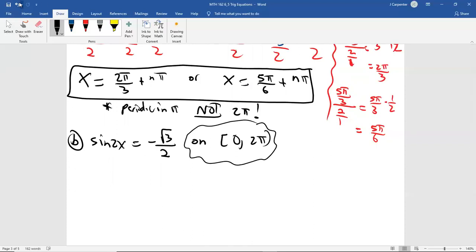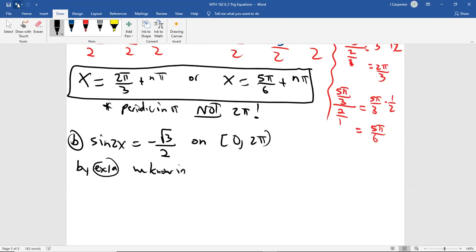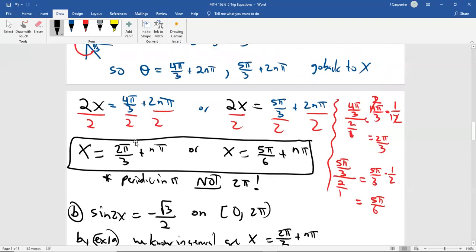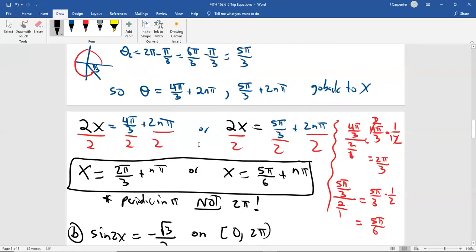So if I were to do this on a test, what you could do is you can just say, by example 1A, or by problem 14 on the test, we know the solutions in general are x equals 2 pi over 3 plus n pi, not 2n pi. Again, if you had put the 2n pi in there for the x part and not the theta part, that would have been your mistake.